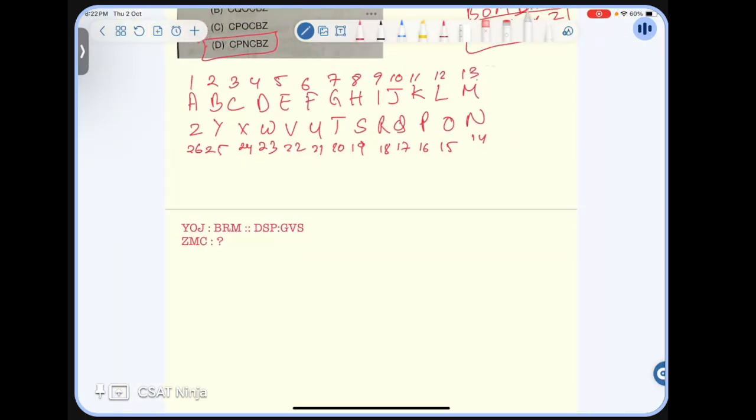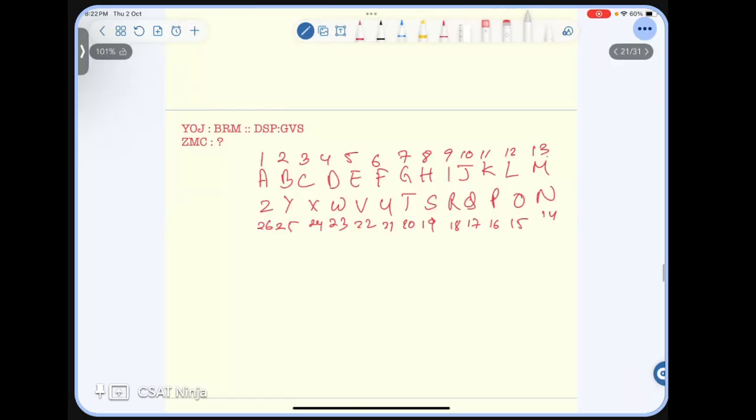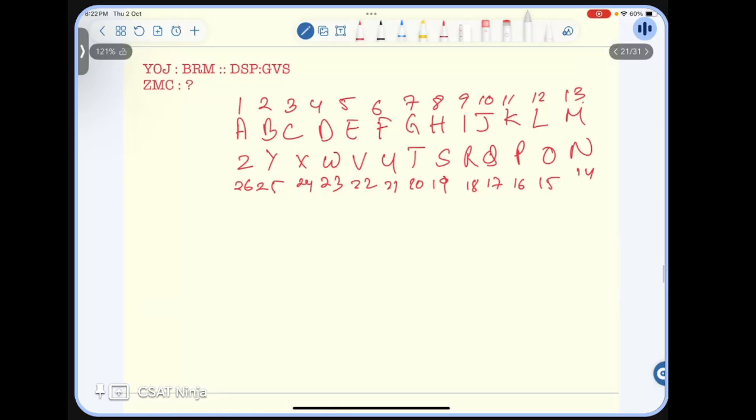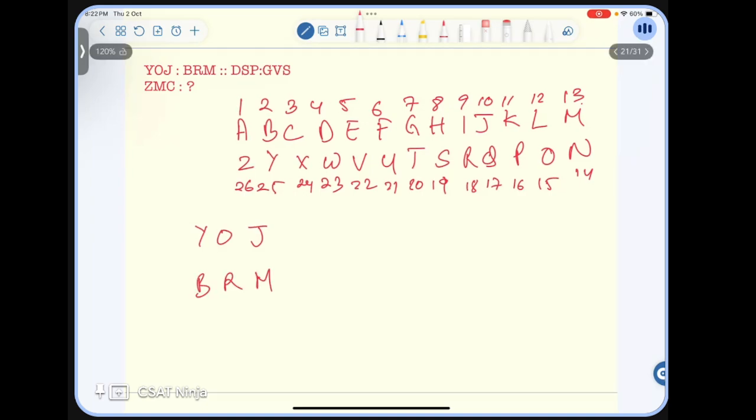Coding decoding can be asked this way as well. I'll bring this one down here. Same thing here. I'll just write it one upon the other. YOJ is written as BRM. Again, the other one is DSP can be written as GVS. So let's compare. Y plus how much? 1, 2, 3, plus 3. O and R. O plus how much? 1, 2, 3. There's another plus 3. J and M. 1, 2, 3. That means another plus of 3. Let's confirm the pattern here.